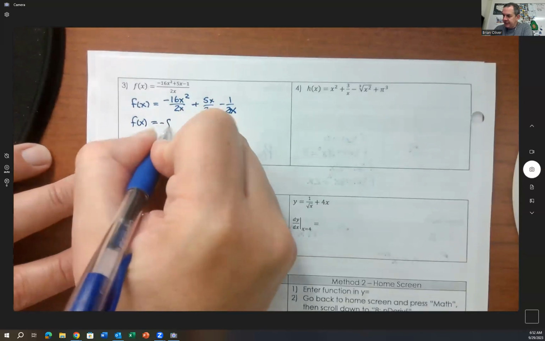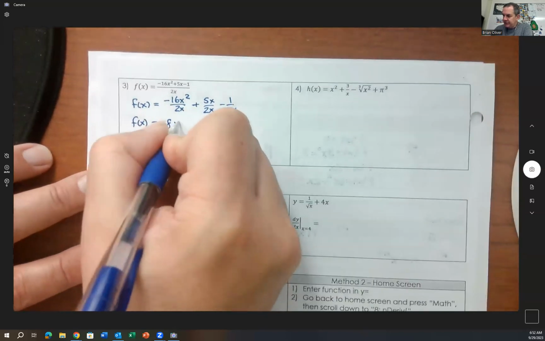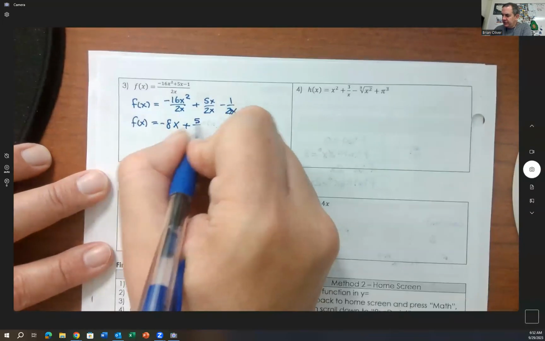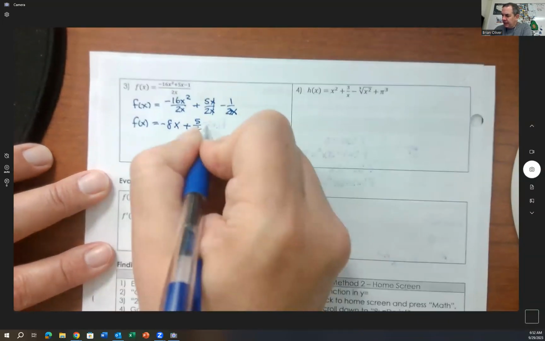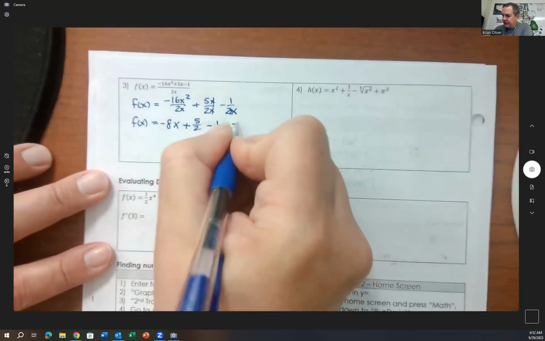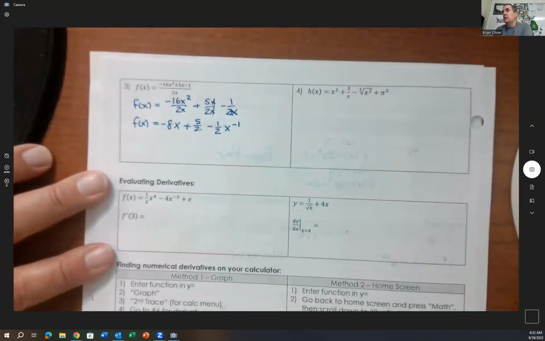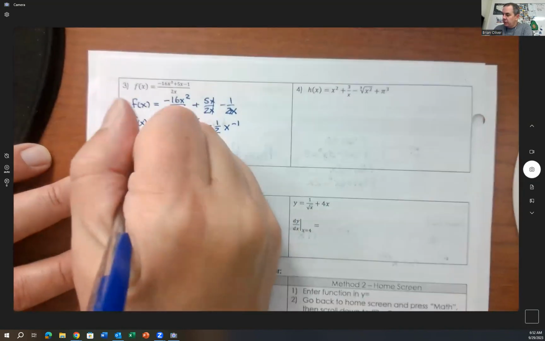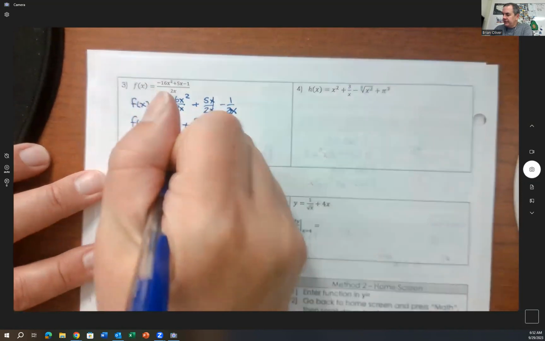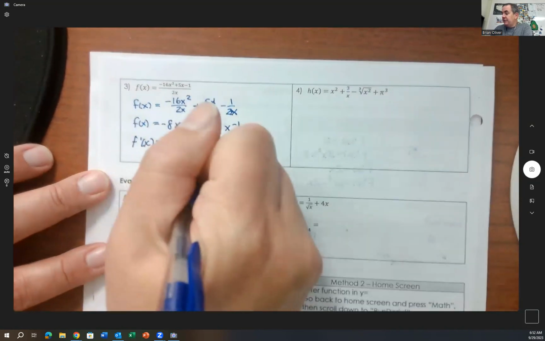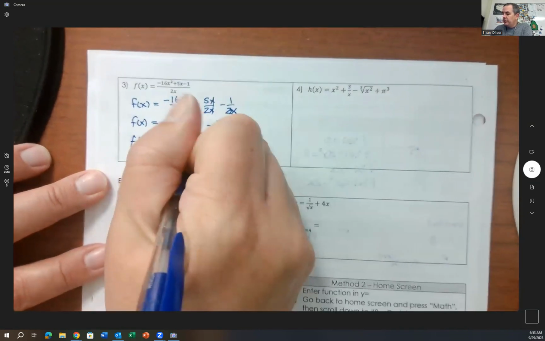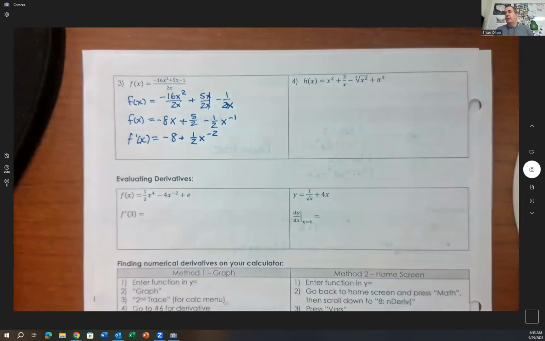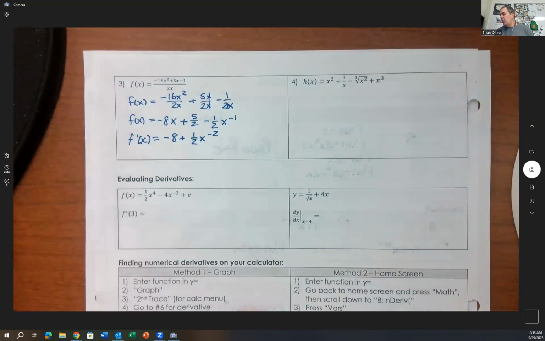-16 divided by 2 is -8. X squared divided by x is x, plus 5 over 2, because the x's divide out to 1, minus 1/2 x to the -1. And now I can actually take the derivative of this. It's going to be -8. That's the derivative of a constant, so it's 0, plus 1/2 x to the -2. And that's how we take care of those problems.